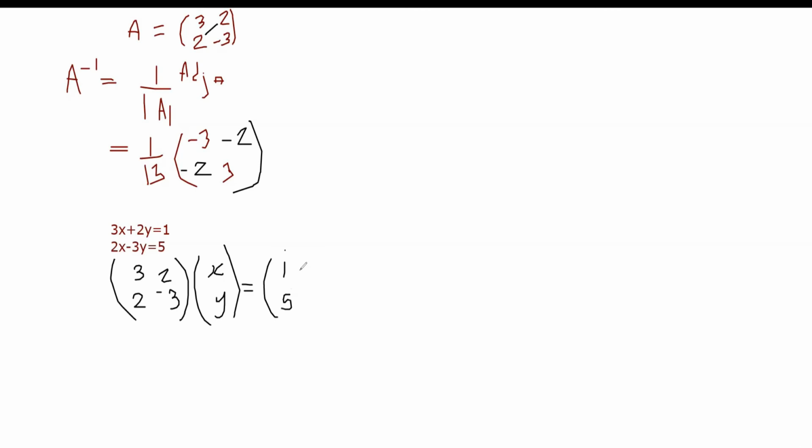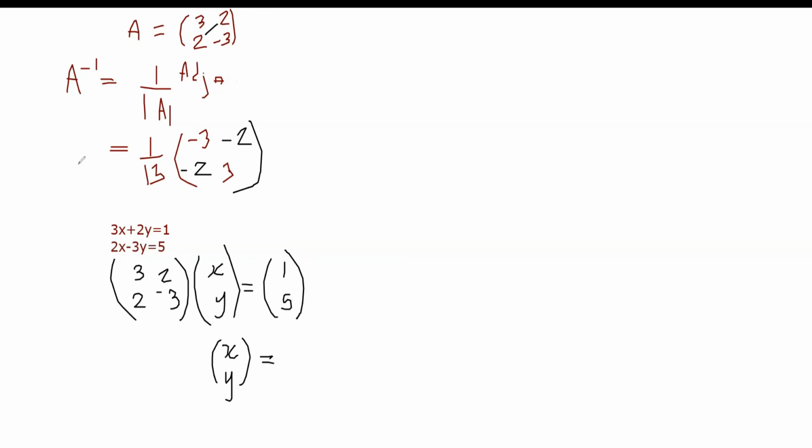So of course, using the inverse method, what we know is that the inverse will give you that. You see, x y is going to be equal to A inverse times the result matrix. This is A inverse.